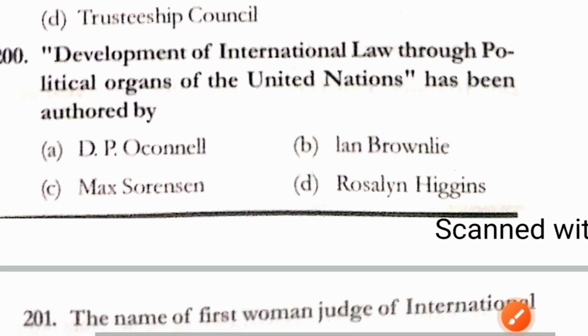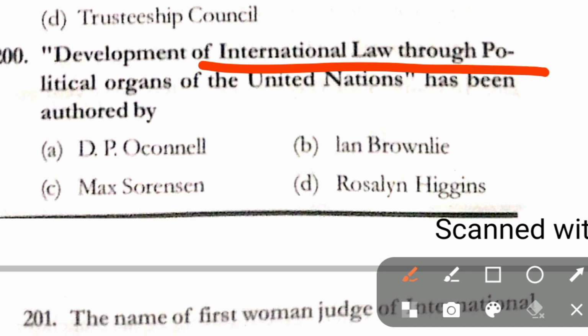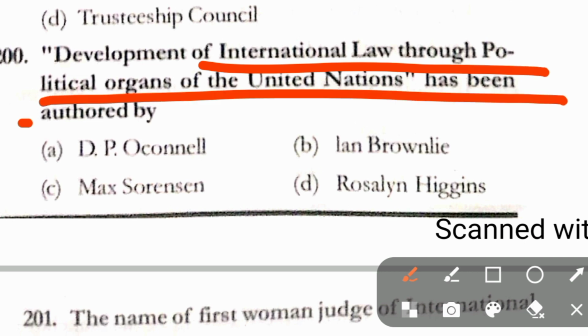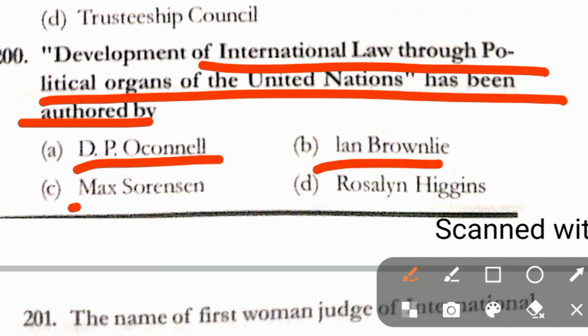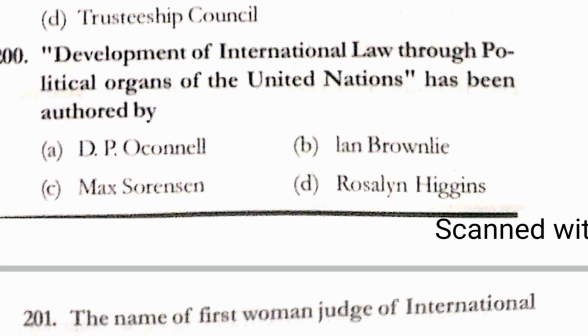Question number 200. Development of international law through political organs of the United Nations has been authored by option A, D.P. O'Connell, option B, Ian Brownlie, option C, Max Sorensen, and option D, Rosalyn Higgins. Here correct answer is option D, that is Rosalyn Higgins is the correct answer.